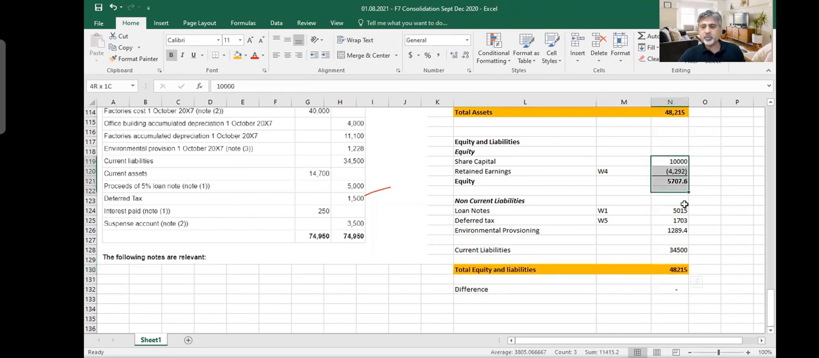Now you asked me about the equity. Equity is actually the sum total of share capital, share premium, retained earnings, and reserves. So my share capital is 10,000. Retained earnings have become negative 4.2 million, which means that there has been accumulated loss. So my equity actually has decreased. Equity is 5.7 million. That's it. All right, sir. And the difference is 0. So the balance sheet has both sides equal.